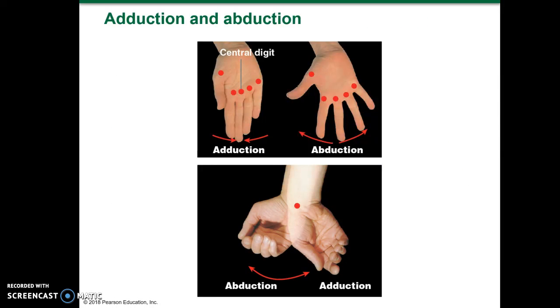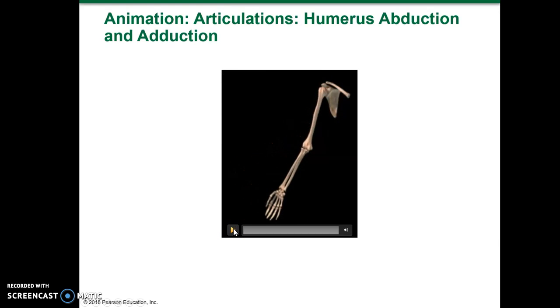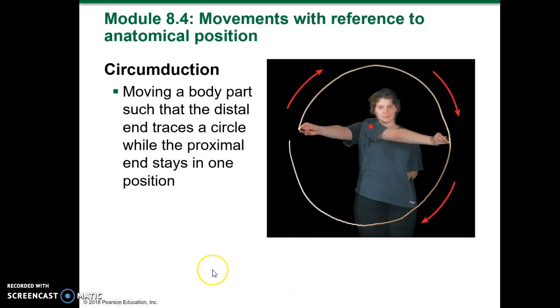We can also talk about adduction and abduction with the fingers. So moving them together is adduction, away is abduction. You can also move your entire hand laterally at the wrist. Okay, adduction is towards medial, towards your body, abduction away from your body. Okay, that's abduction, adduction. Circumduction, moving a body part such that the distal end traces a circle while the proximal end stays in one position. So moving your entire upper arm in a circle.